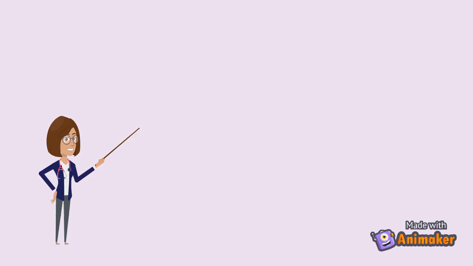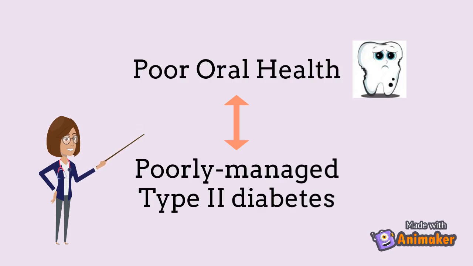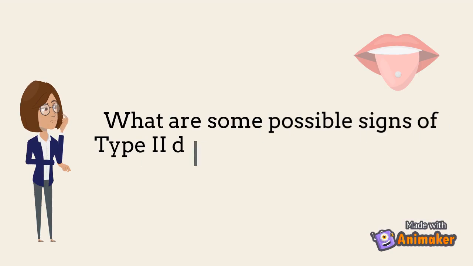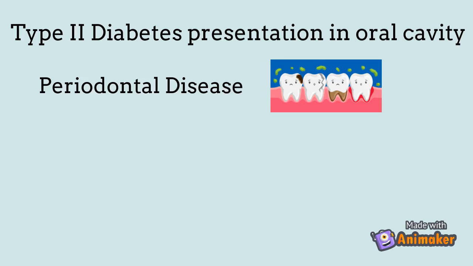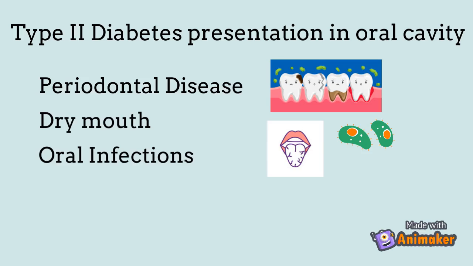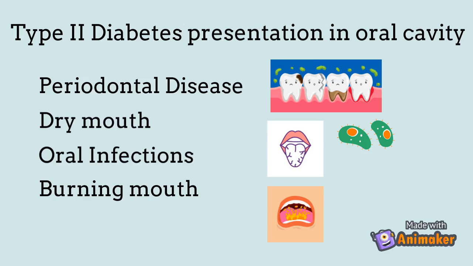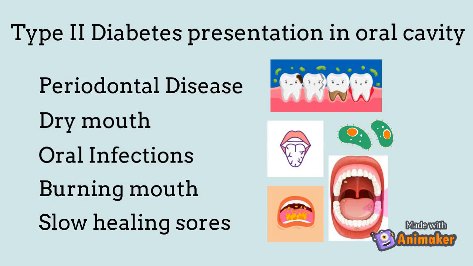Not only that, there is also increasing evidence that poor oral health is linked to poorly managed type 2 diabetes. So, what are some possible signs of type 2 diabetes in the oral cavity? These oral presentations include periodontal disease, dry mouth, frequent oral infections, burning mouth, and slow healing sores. It is also important to note that these presentations are highly interlinked with one another.